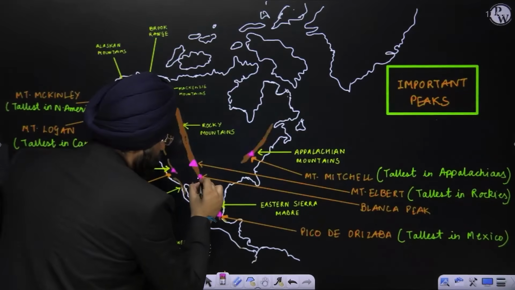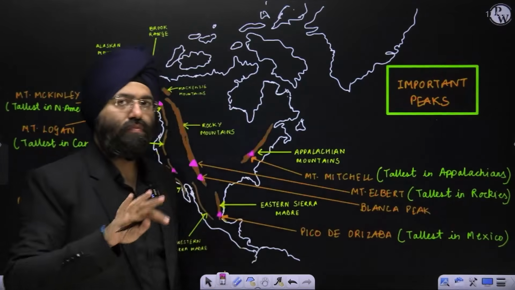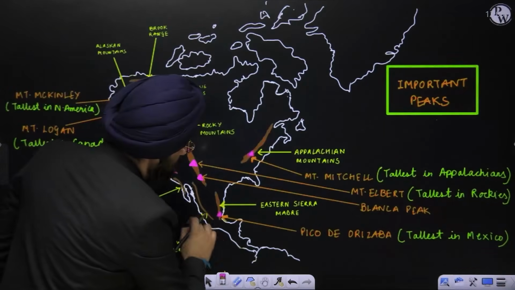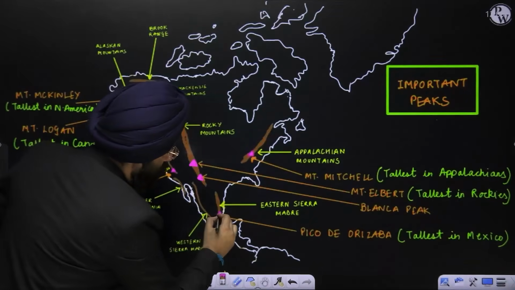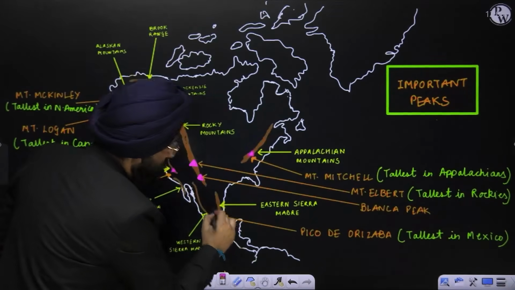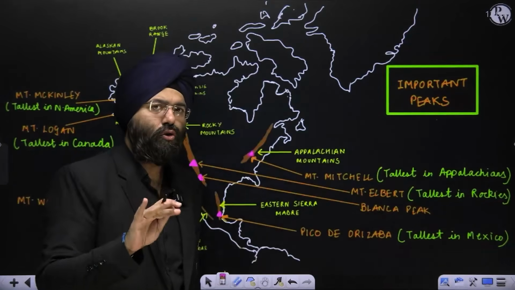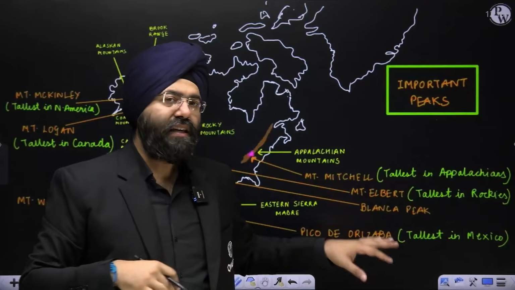Further south, there is again an important peak which is known as Blanca Peak. You should be aware, this has also been asked. Now, if you come further south, there is this particular mountain range, the Eastern Sierra Nevada. Over here, you have this mountain peak, which is known as Pico de Orizaba. Now, this is the tallest peak in Mexico.